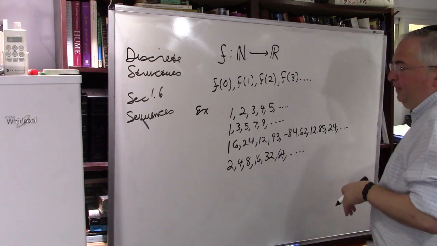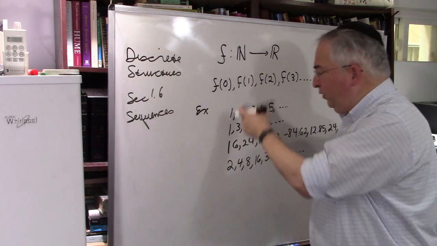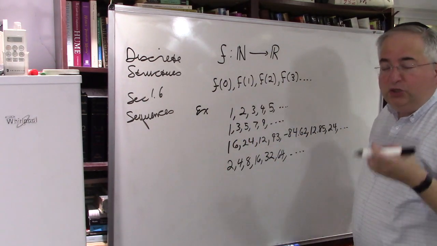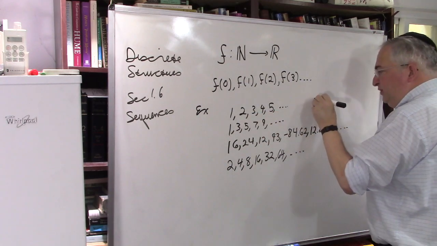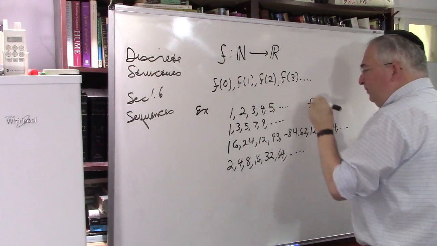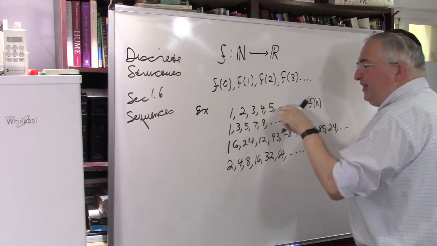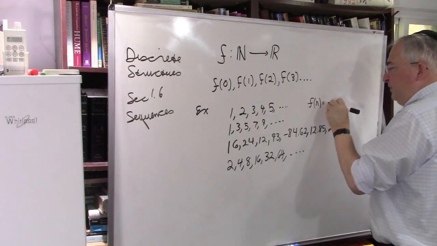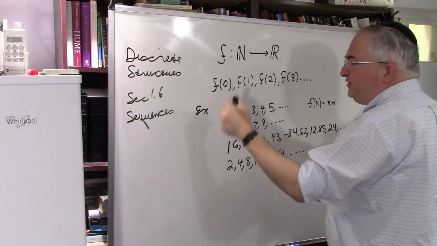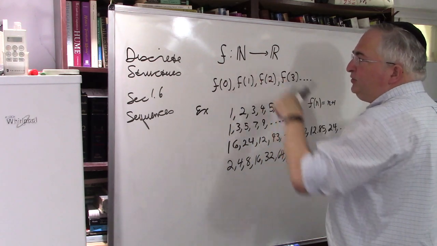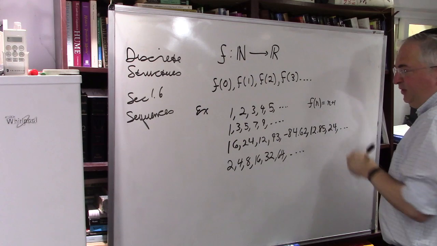So here's 1, 2, 3, 4 sequences. You might write them as functions. So what is this function? It takes a natural number, f of n, and what does it output? Well, it outputs n plus 1. So it doesn't start at 0, it starts at 1. The natural numbers start at 0. That's a pretty easy thing.